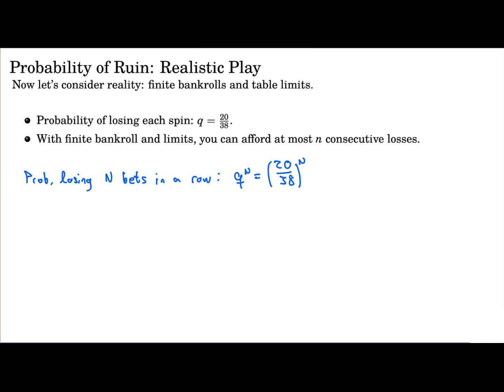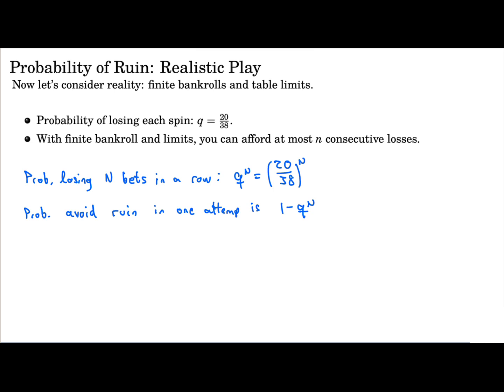So this number may be small, but it's not zero. And this is going to be the key point. The idea is that a small probability of disaster is still dangerous if you repeat this strategy many times. If each attempt has a probability q to the n of ruin, then the probability to avoid ruin in one attempt is 1 minus q to the n.